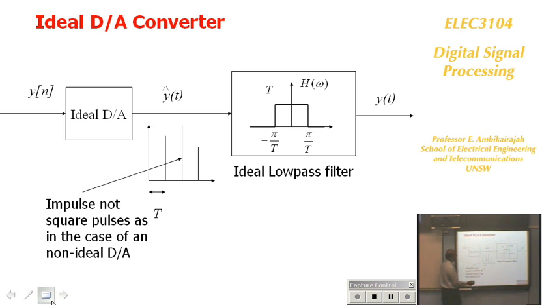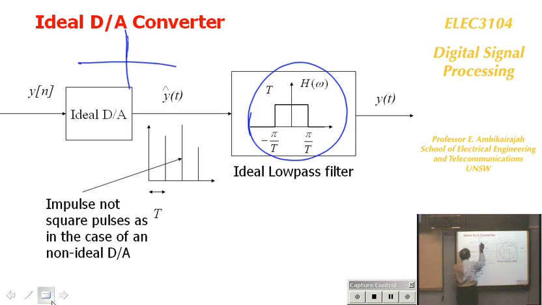What you have to do is make sure that this effect is removed. It's a low pass effect because you have a pulse like that, which we have shown if you work out its impulse response. If you look at the frequency response, it's a sinc function. And that effect has to be removed. So you multiply by the inverse of that. That's one example.